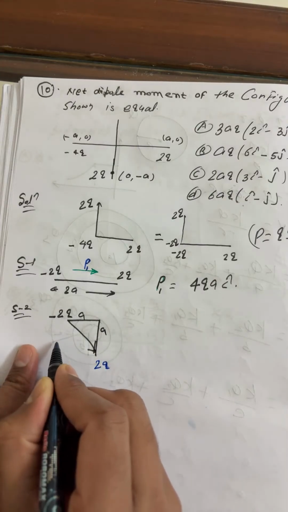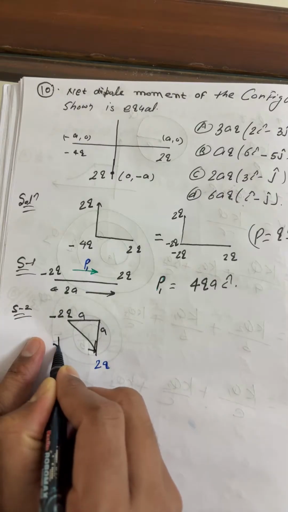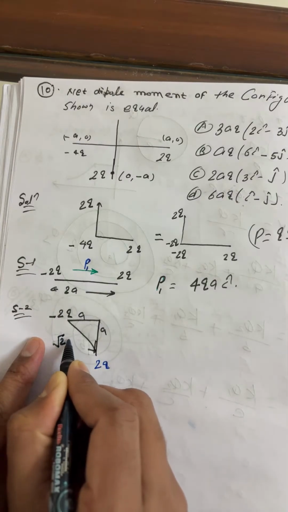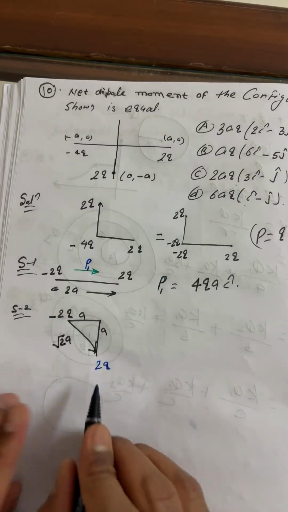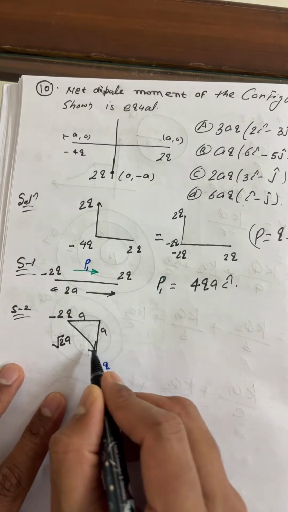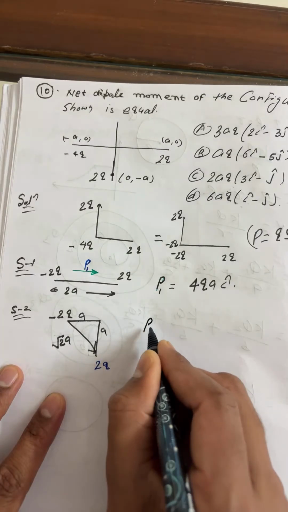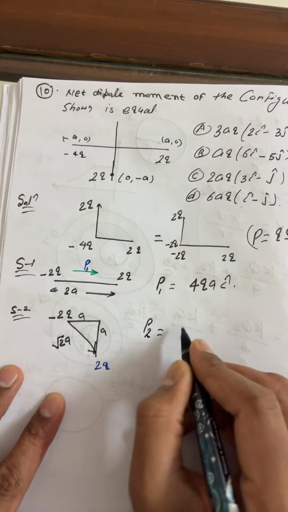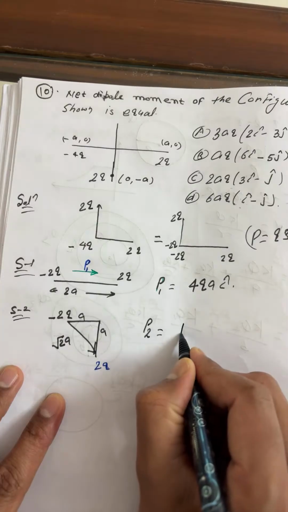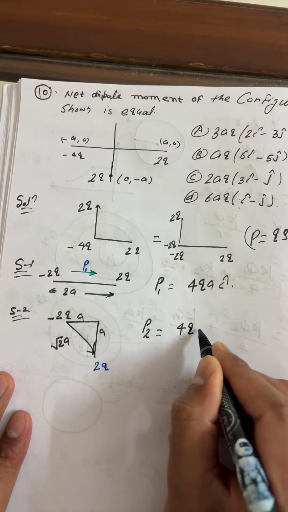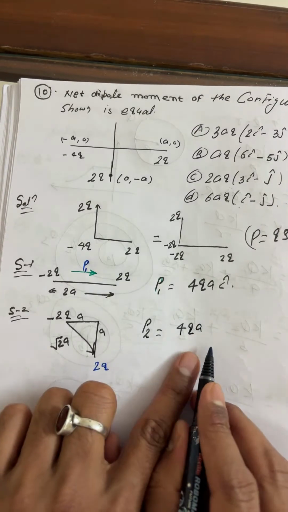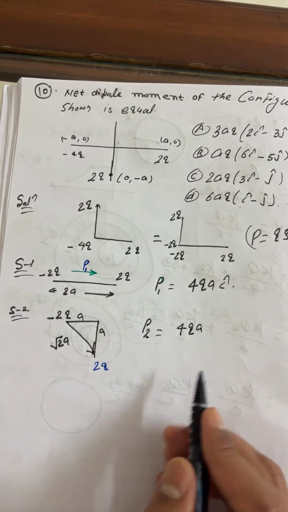You can find it from the Pythagoras theorem. This is, my dear, root 2 a. Beta, here again I'll find this, which is P2. So what is the magnitude of P2, beta? This is 2 times 2q into root 2a, that is 4 times qa root 2. Here I'll not write direction because this is at an angle of 90 degree.